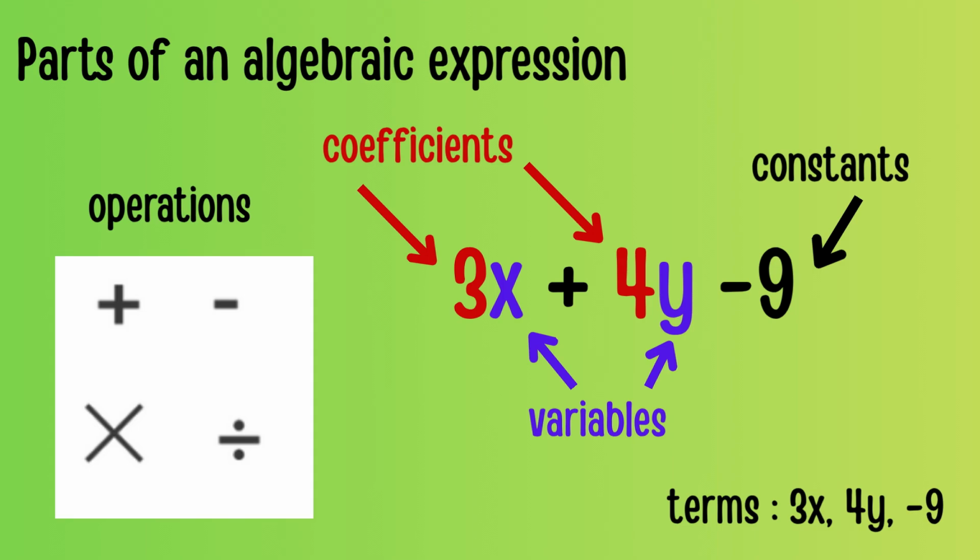The 3 and the 4 are coefficients, those numbers in front of the letters. The letters themselves are variables. They could change. And the constants will stay the same. The constant in this expression is -9. We also have 3 terms here, or parts of this expression, which are 3x, 4y, and -9.